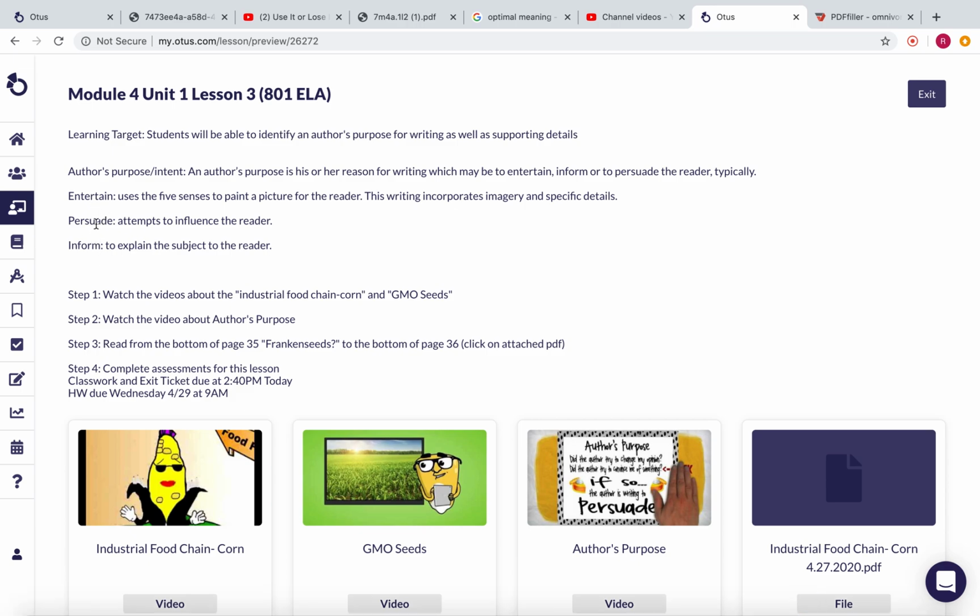If it is more than one of those, I want you to give a piece of evidence that explains and supports your response for each purpose. So if the author's purpose is, for example, to entertain, I want you to use a piece of evidence from the text that shows how the author's purpose is to entertain. Make sure you're also explaining in your own words. And same thing for any other purpose that it might have.